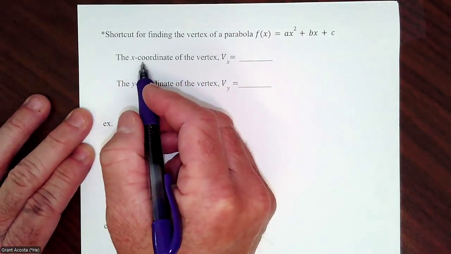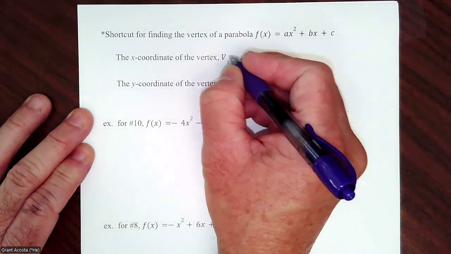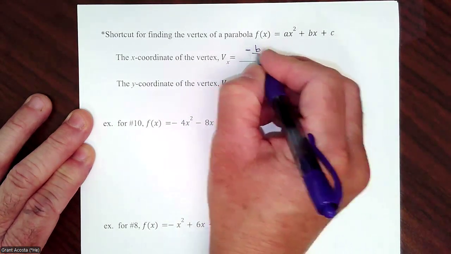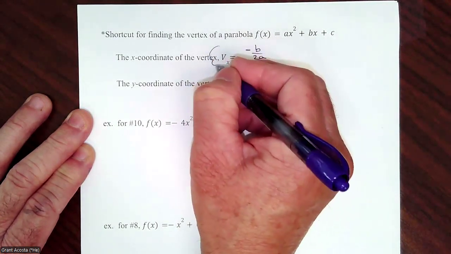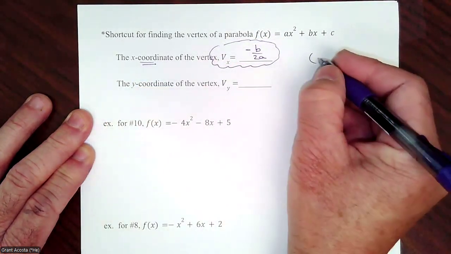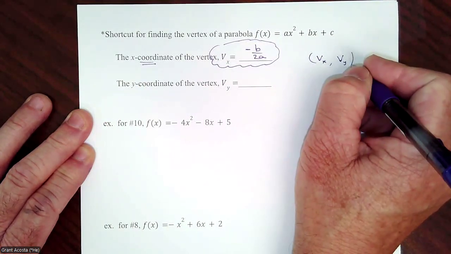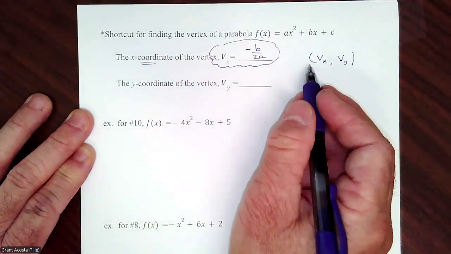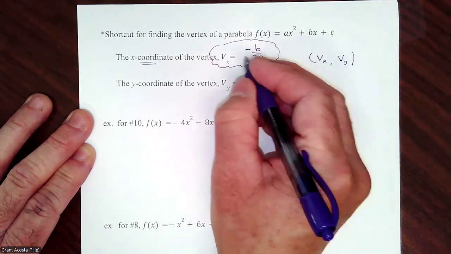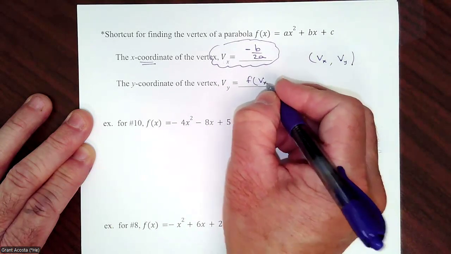So here's how we do it. The x coordinate of the vertex, just the x coordinate, and I'm going to use the notation v sub x, can be shown to always be negative b over 2a. I'm going to bubble that. Again, this is just the x coordinate. Remember, the vertex has two coordinates. One's the x coordinate, v sub x, and the other one I'm going to call v sub y. Once I know the x coordinate, how I would find the y coordinate of the vertex is I would just plug in v sub x into my parabola. So I'm just going to say f of v sub x.